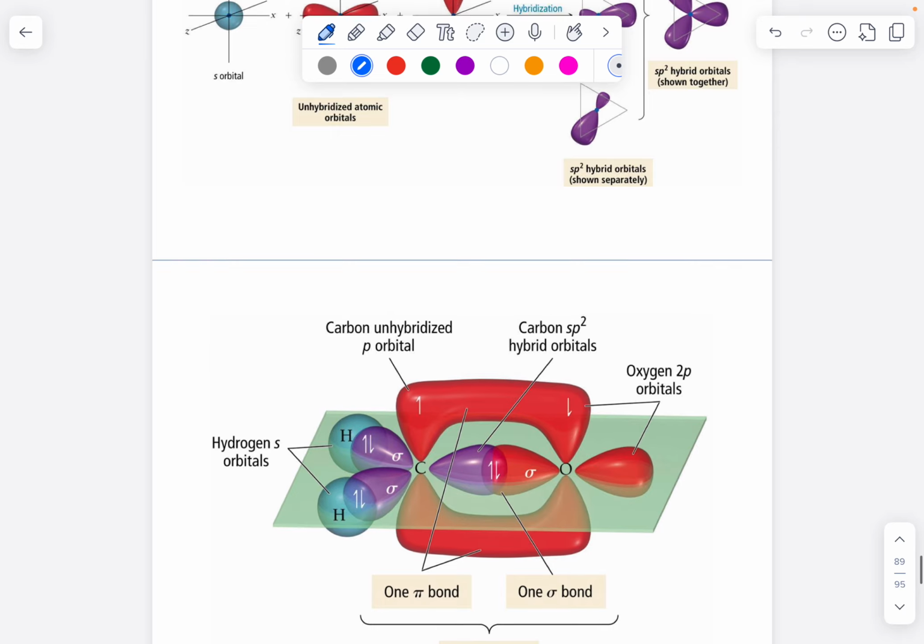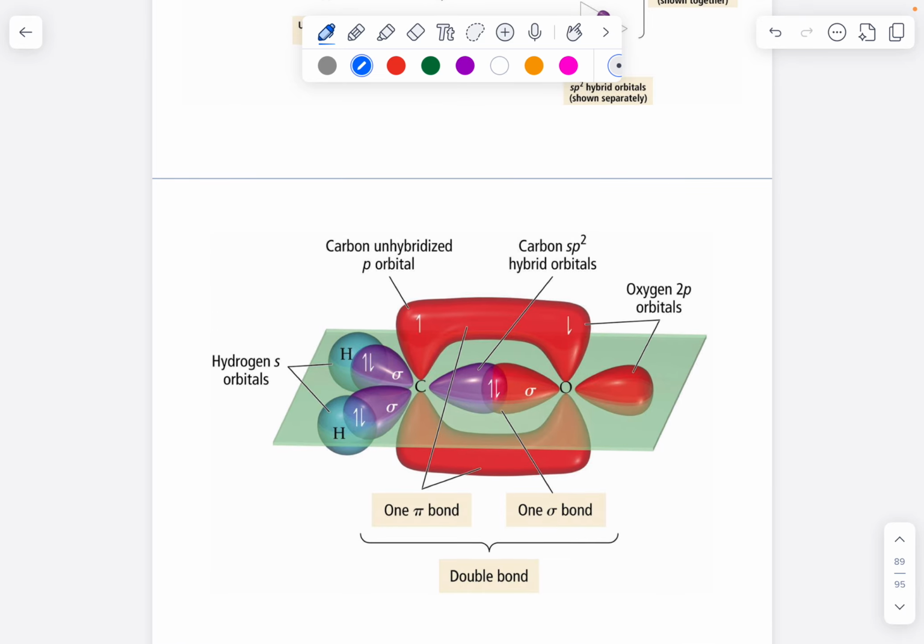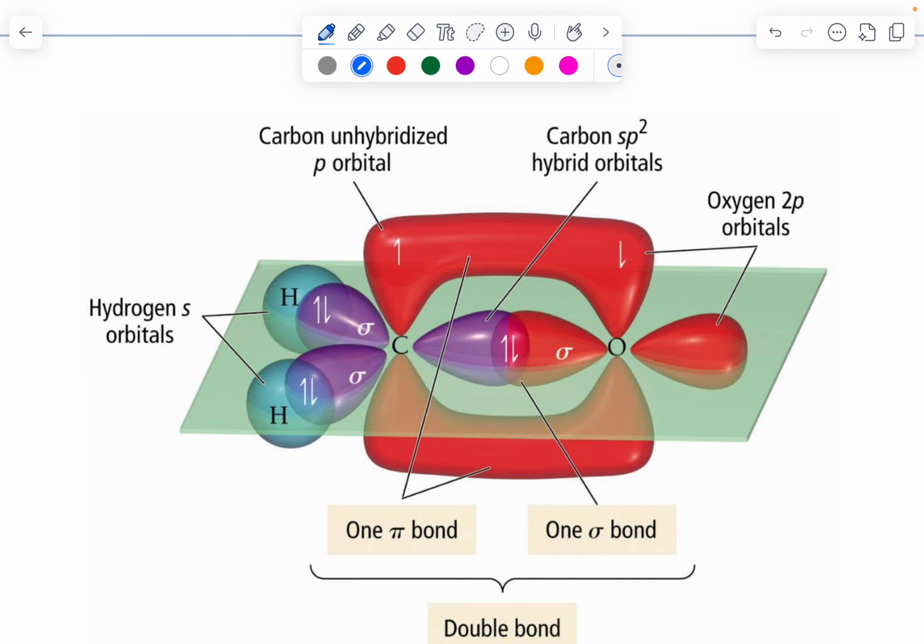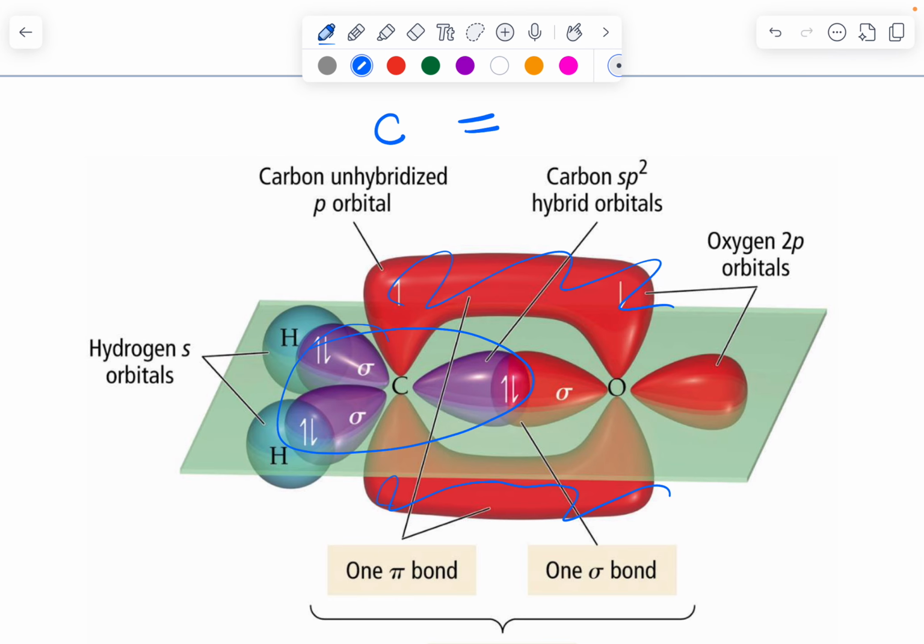I'm trying to think of how to handle this all at once, okay? So to start, ignore these crazy looking things up here, okay? Just look at the purple ones right now. So that's the carbon. Redrawing the Lewis structure, it's drawn like this. Here's the carbon in the middle. There's the hydrogens, and here's the oxygen.